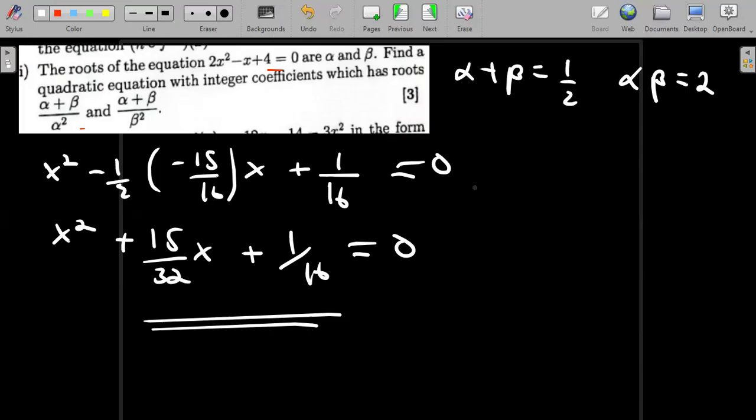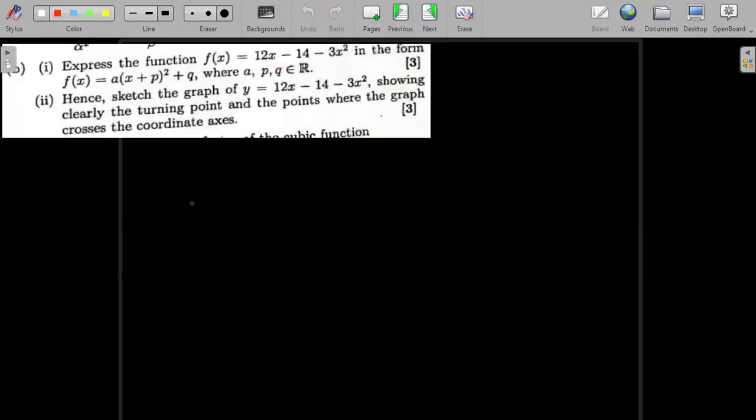Okay. All right. So let's move on to the next question. The next question says express the function f of x in the form f of x equals a(x plus p) squared plus q, where a, q, p are members of the real numbers. So to express that, they're just telling us to complete the square.